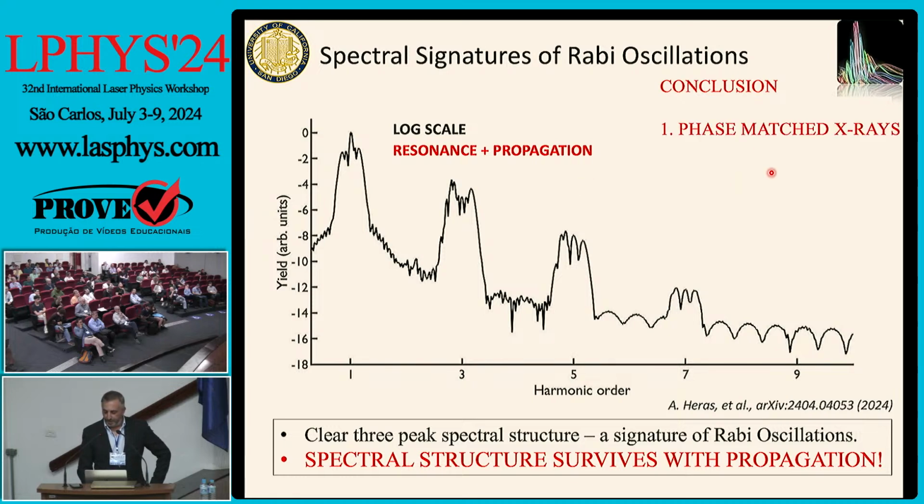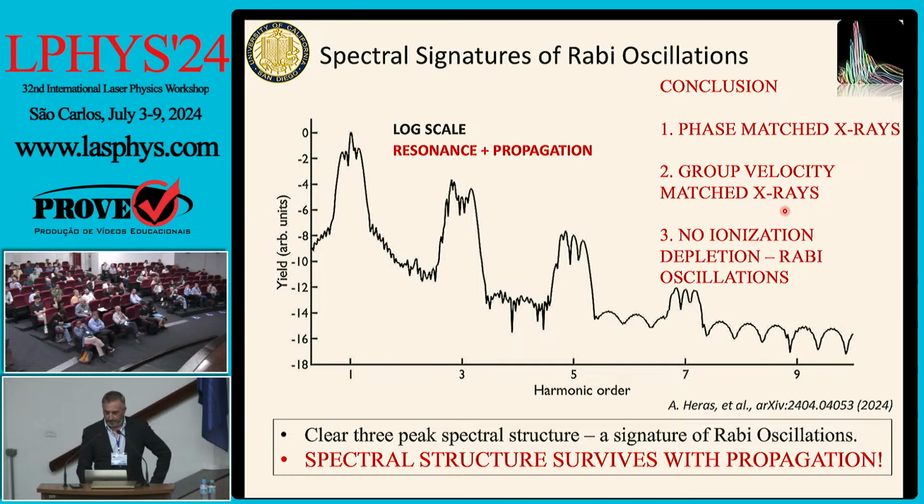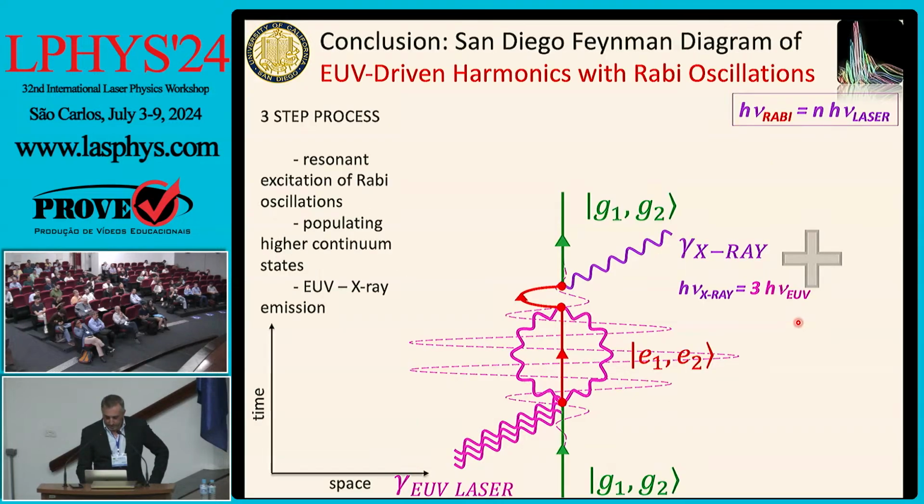I did not talk about phase matching, but since the driving laser frequency and the generated frequencies are very close to each other, and they are in the UV and soft X-ray region of the spectrum, we have nearly automatic phase-matched upconversion, also almost perfect group velocity matching, and something that was unexpected to us. With these attosecond Rabi oscillations, we may expect really low ionization depletion of the ground state, such that we can produce harmonics over multiple cycles.